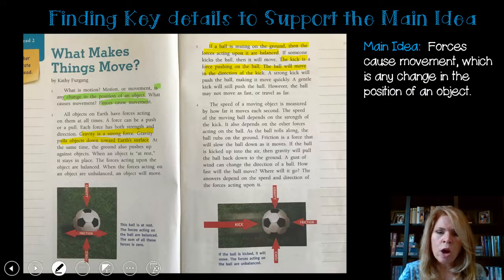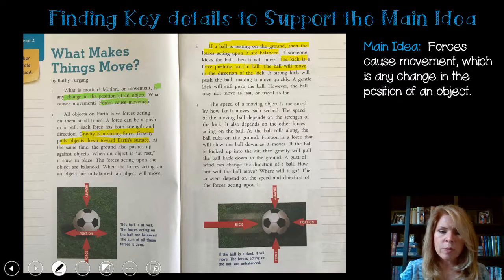The speed of a moving object is measured by how far it moves each second. The speed of the moving ball depends on the strength of the kick. It also depends on the other forces acting on the ball. As a ball rolls along on the ground, it rubs on the ground. Friction is a force that will slow the ball down as it moves. If the ball is kicked up into the air, then gravity will pull the ball back down to the ground. A gust of wind can change the direction of a ball. How fast will the ball move? Where will it go? The answer depends on the speed and direction of the forces acting upon it.